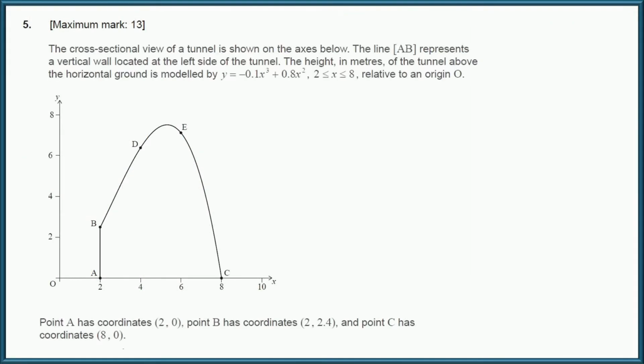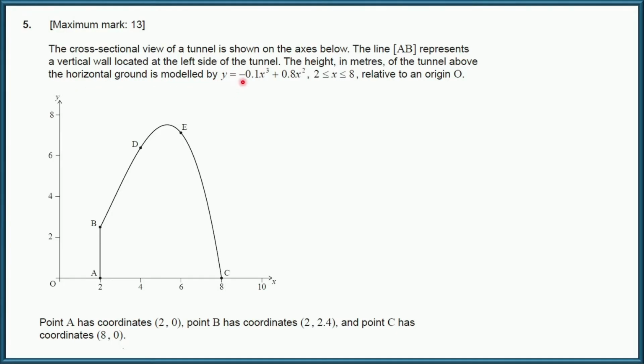All right, so now let's dive into the last one, the calculus. We've got this graph right here, and it says a cross-sectional view of a tunnel. It's kind of a weird shape, right? A cross-sectional view of a tunnel is shown on the axes below. The line AB represents the vertical wall, located on the left side of the tunnel. The height, measured in meters, of the tunnel above the horizontal ground is modeled by this function right here.